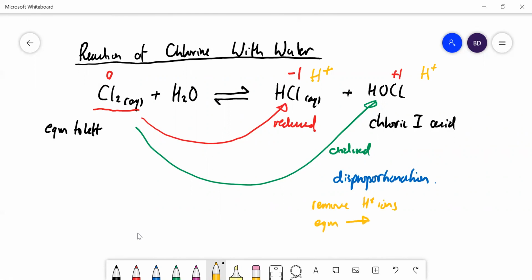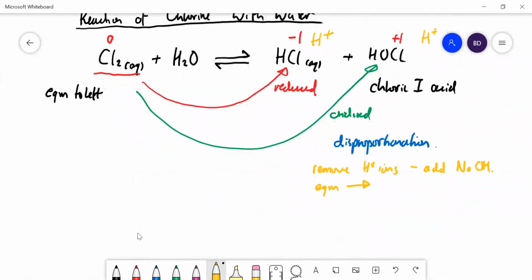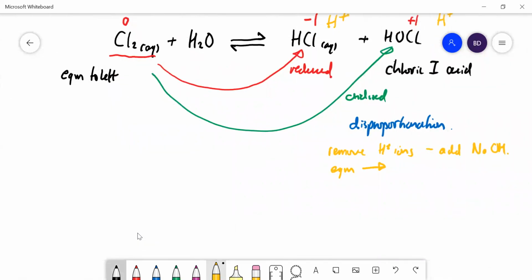And what's the best way of removing H+ ions? Well, that's easy. What you do is you add OH- ions, add some sodium hydroxide. And if you do that, you push the equilibrium right over to the right. And this is how bleach is made. So we can show this as a reaction. Chlorine will react with sodium hydroxide solution.